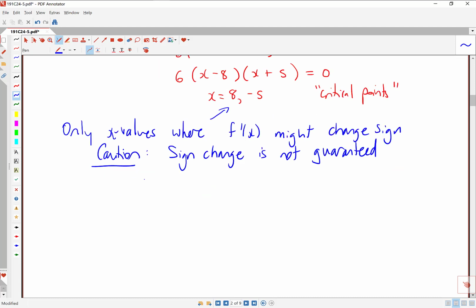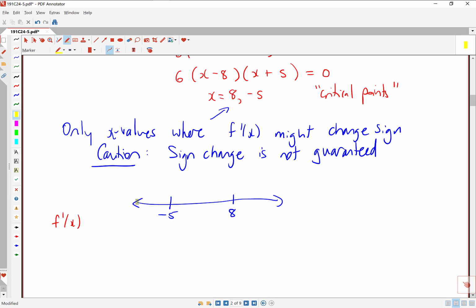So what we're going to do is make a number line, representing all the different x values from negative infinity to infinity, and we're going to put our 2 critical points on there. Our critical points were x equal negative 5 and x equal 8. Now we're going to investigate what's going on with f prime of x in each of these intervals.